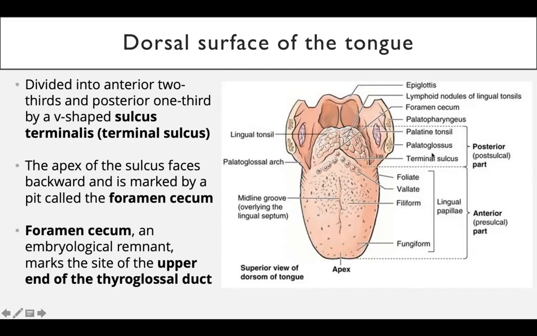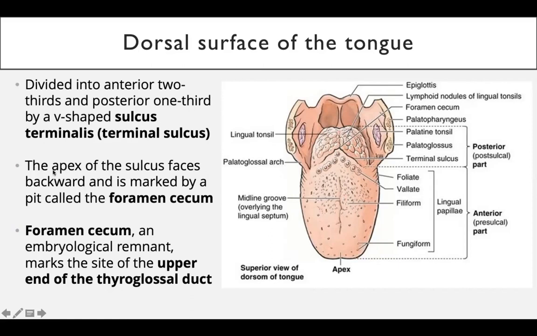Why is it known as terminal? The tongue is not ended, right? But it is terminal in terms of the papilla, because after this they are not differentiated papillae. So that's why they name this sulcus, or ridge, or boundary, as terminal. All the papillae, which include the taste buds, are found in the anterior 2/3.